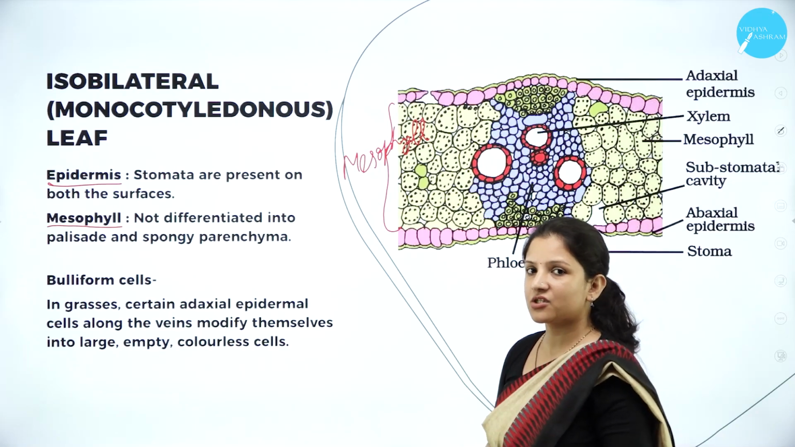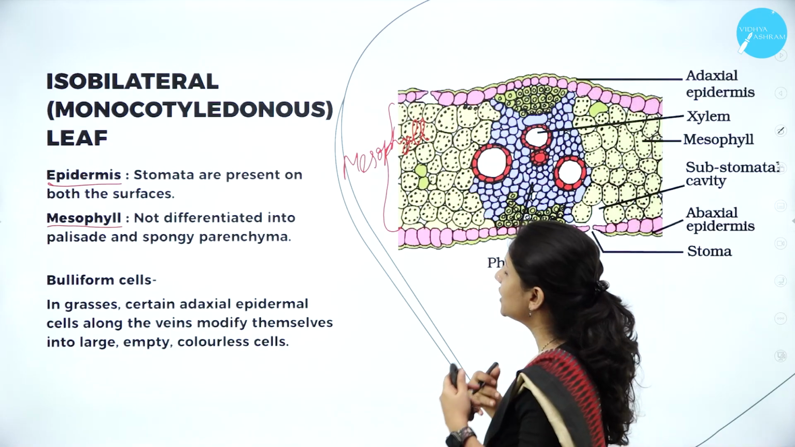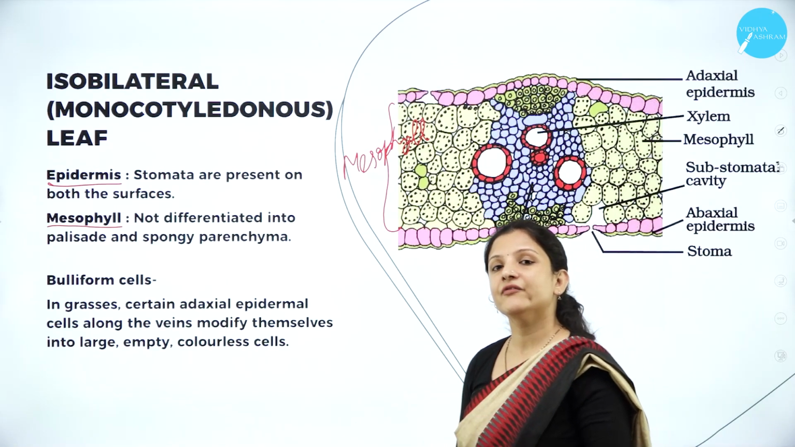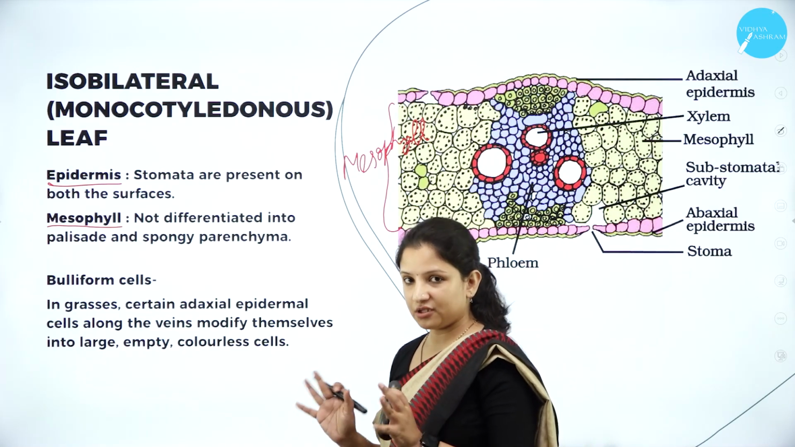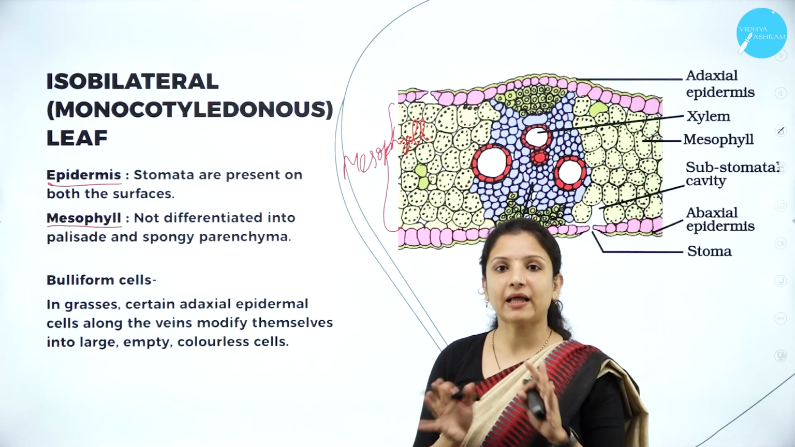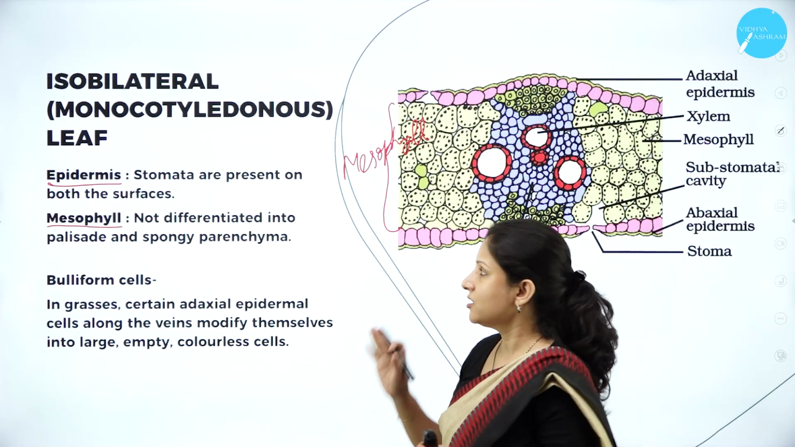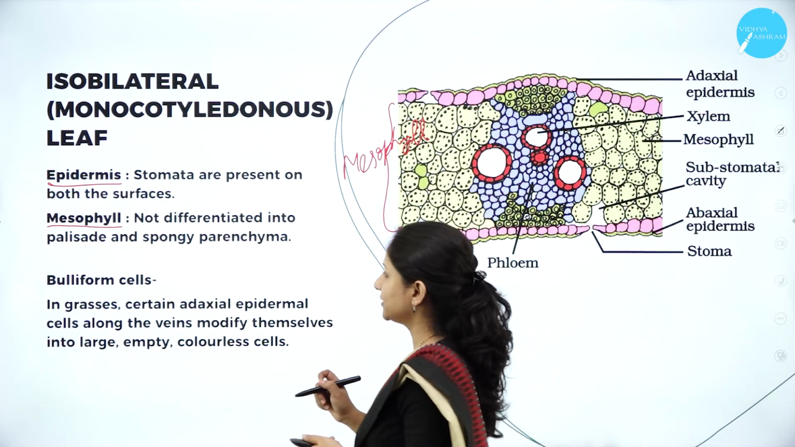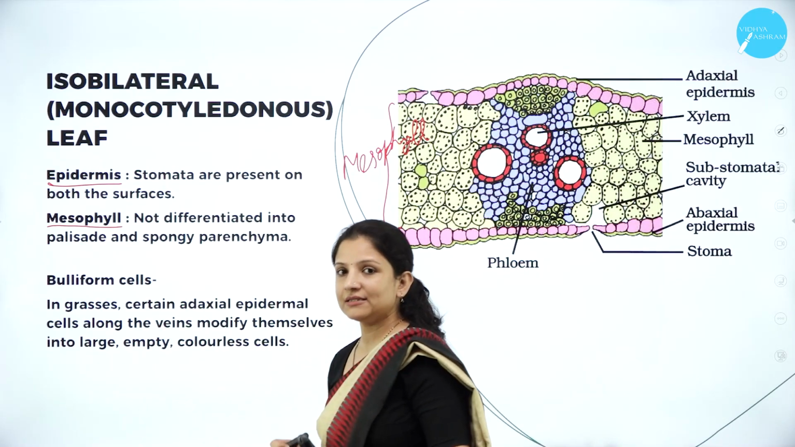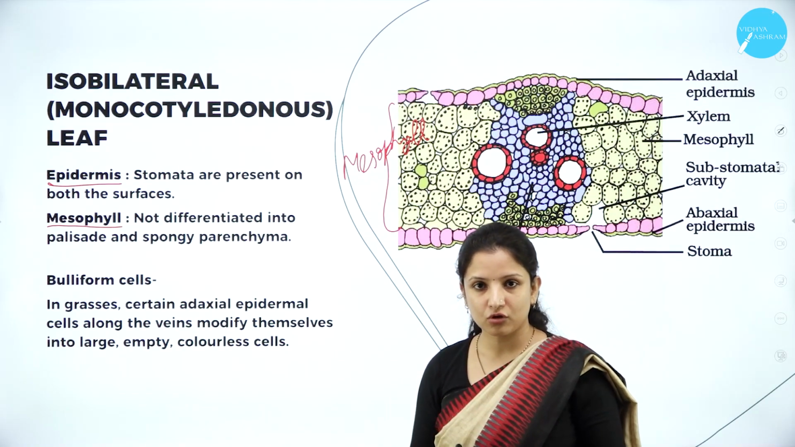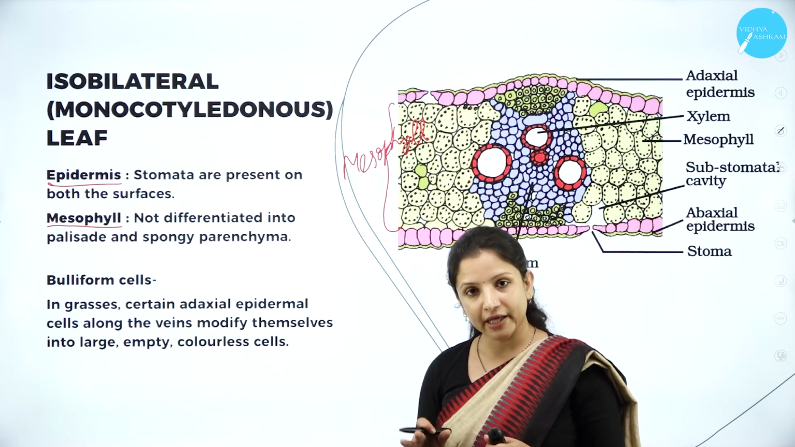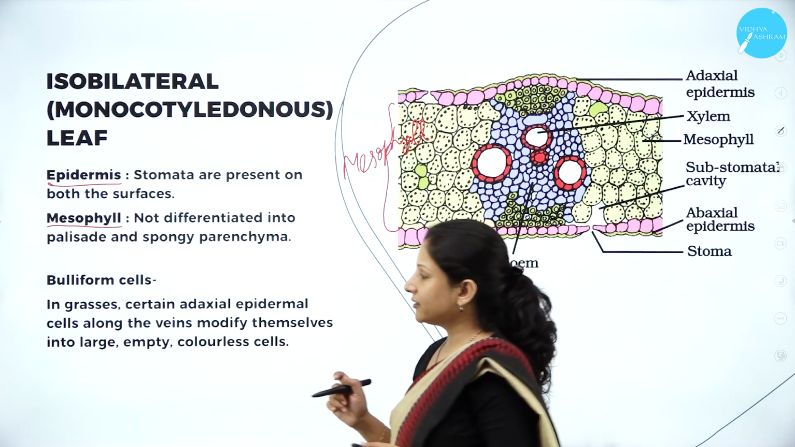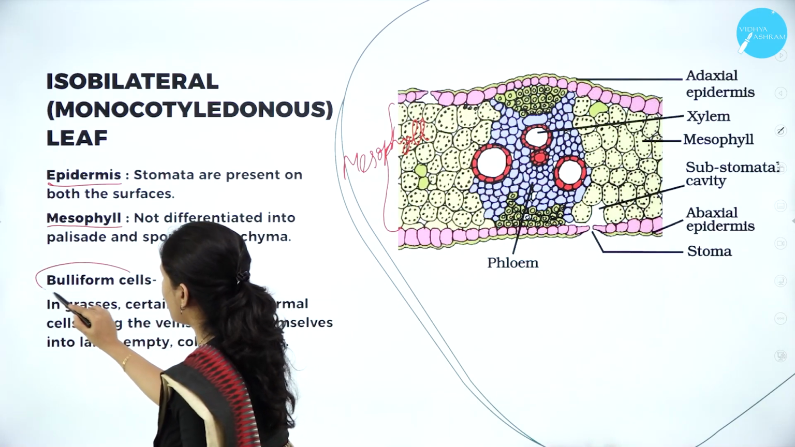But in this case, they just have parenchyma cells with intercellular spaces having chloroplast in them, which helps in photosynthesis. There is nothing like palisade or spongy parenchyma in the case of monocotyledonous leaf. Next, there are some specialized cells present in the monocotyledonous leaf, which you don't find in the dicot leaf. They are called the bulliform cells.